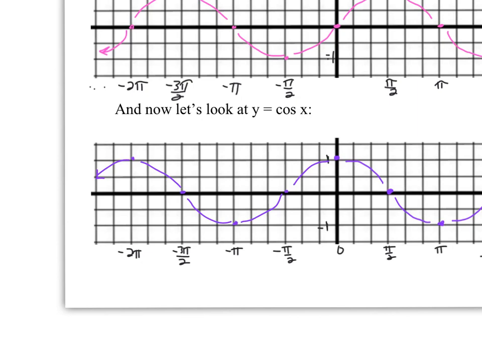And those are the two parent functions for sine and cosine. We'll look at creating transformations for both of these functions for the rest of Chapter 6.